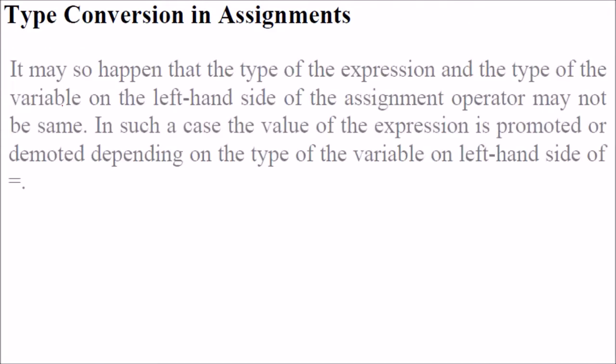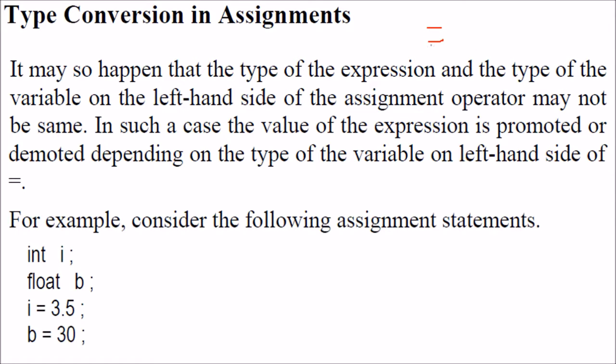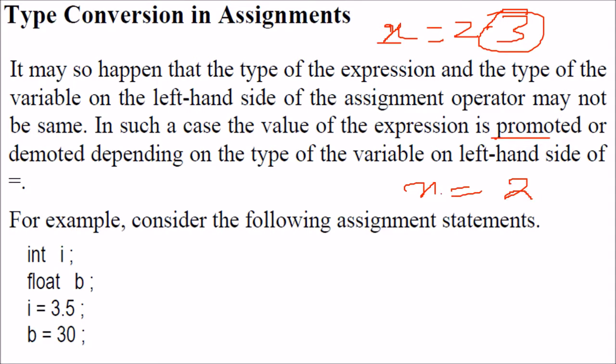Type conversions in assignment. When you are dealing with an assignment, how will the type convert? First of all, the left hand side and right hand side may be of different data types. So the value of the expression is promoted or demoted, which totally depends on what is on the left hand side. If x is an integer and you have 2.3, the 0.3 will be truncated because x is an integer.